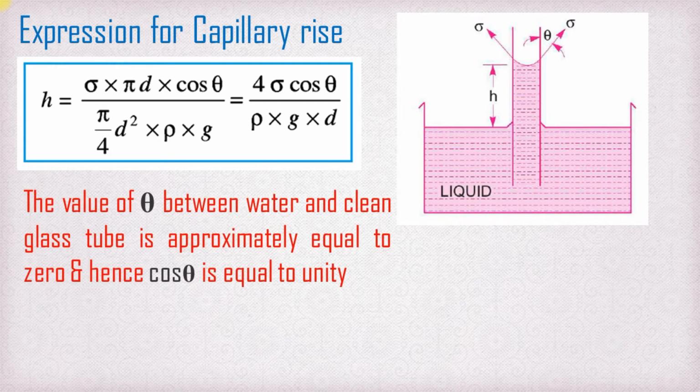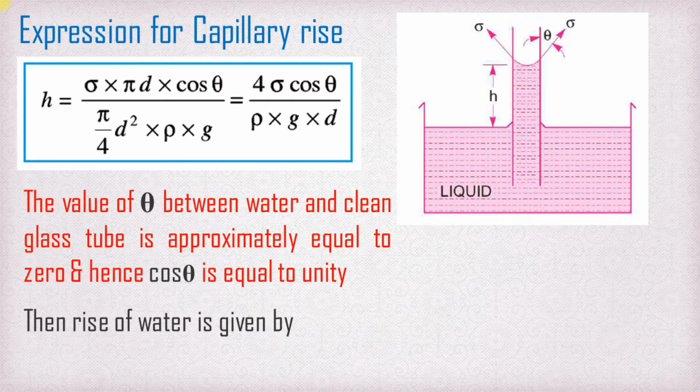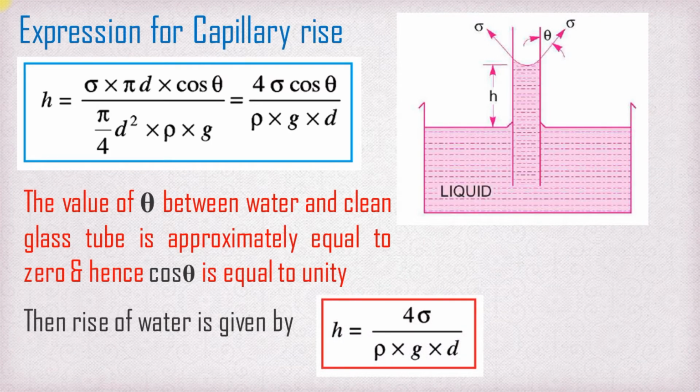Further we simplify this equation. So h equals 4 sigma cos theta upon rho g d. The value of the angle theta between water and a clean glass tube is approximately equal to 0, and hence cos theta equals unity. Then the rise of water is given by h equals 4 sigma upon rho g d.